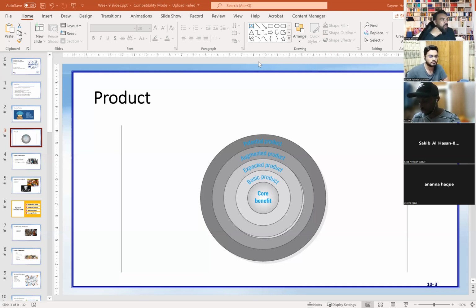Then comes the third layer: the expected product, a set of attributes and conditions buyers normally expect when they purchase a product. So an expected product is something that you expect. When you rent a hotel for a night, they will say we've got a bed, a bathroom, a towel. But if the bed sheet and everything is very dirty, that's still not a product you'll buy. So what do you expect? You expect that it will come with a clean bed, with no bugs, no mosquitoes and everything.